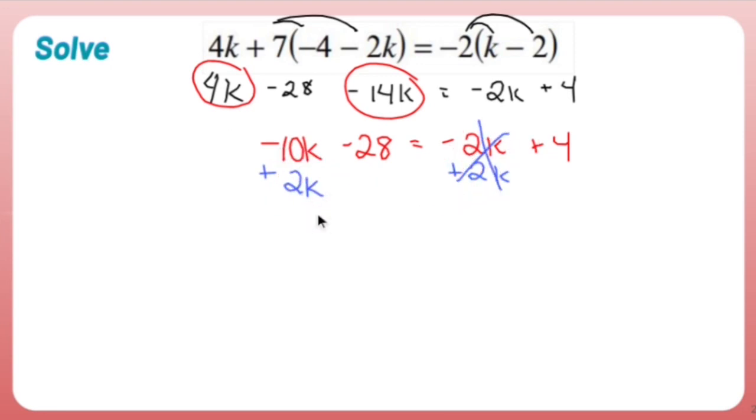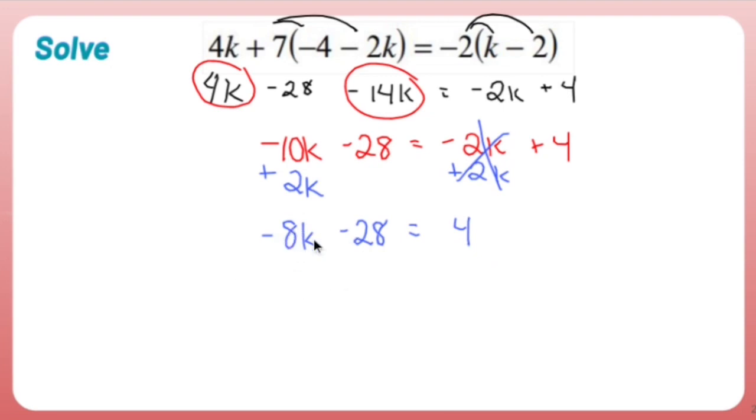Negative 10k plus 2k is negative 8k. Drop down the minus 28. Drop down the equals, drop down the positive 4. Now it's a two-step equation.